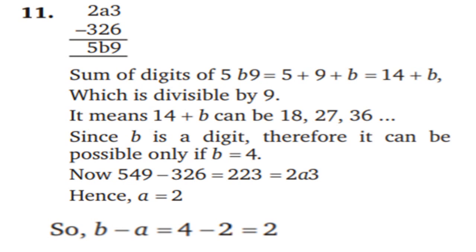So sum of digits of 5b9 equal to 5 plus 9 plus b equal to 14 plus b, which is divisible by 9. It means 14 plus b can be 18, 27, 36. Since b is a digit, therefore it can be possible only if b equal to 4. Now 549 minus 326 equal to 223. So our answer is 2a3, so here the value of a has come to 2. Okay. So b minus a, the value of b is 4 and the value of a is 2. So 4 minus 2 equal to 2 is our answer.